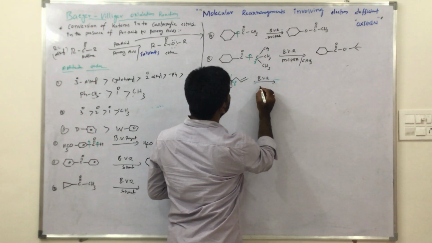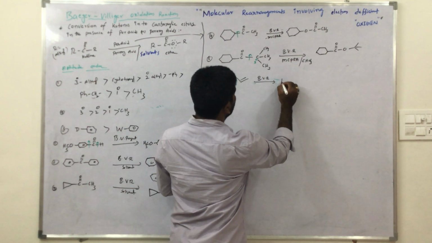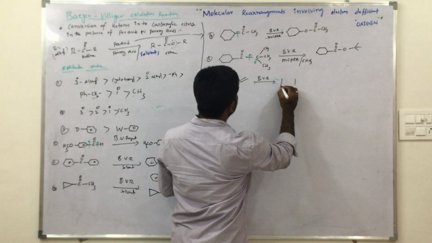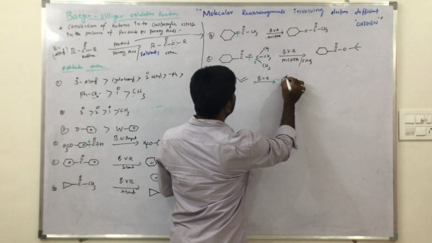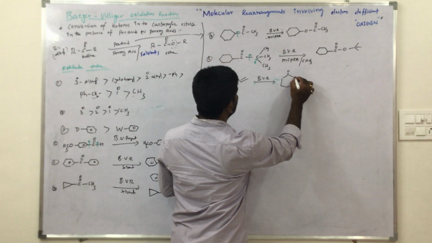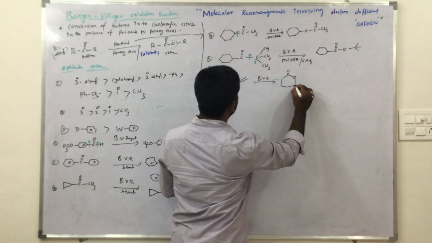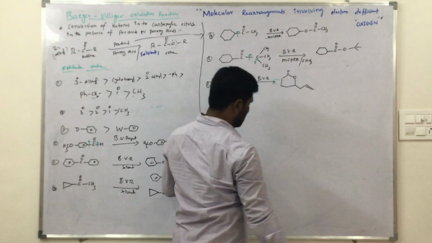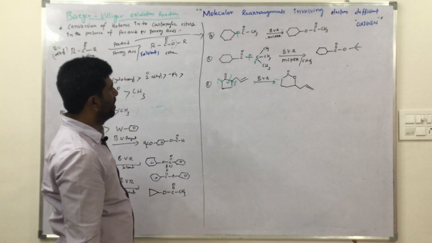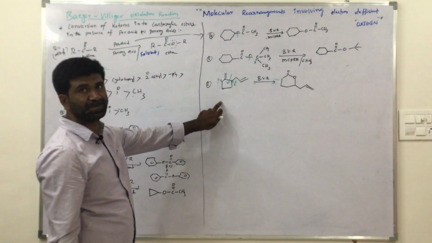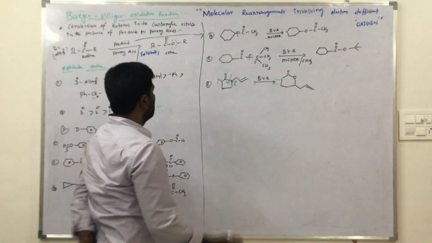Now with Baeyer-Villiger reagent, the product is a 5-membered ring with C double bond O. This is the product, right? Clear? Let's see one more example.